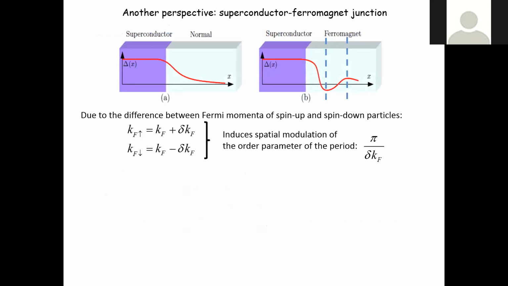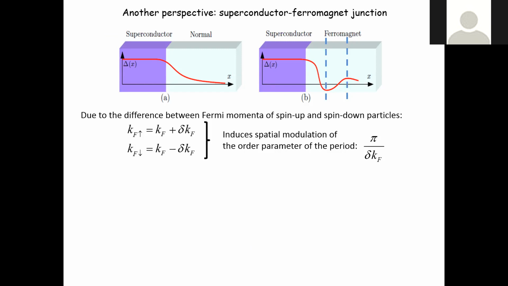So this is from another perspective. This is something similar to what you can find in the case of a superconductor-ferromagnet junction. So in the case of the superconductor, if you have an order parameter here, it penetrates into the ferromagnet, and due to the difference in the chemical potential between spin up and spin down particles, it starts to oscillate. So it gives the modulation of this order parameter with a period which is related to the inverse of this difference in Fermi momenta of spin up and spin down particles.